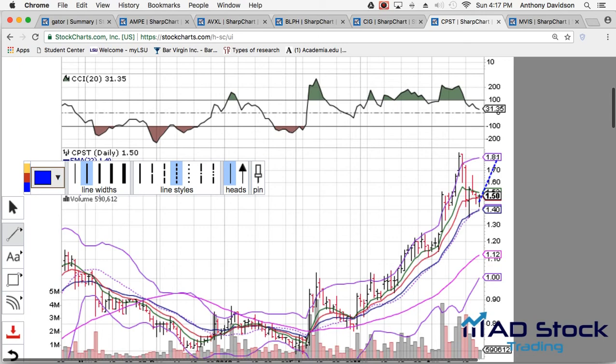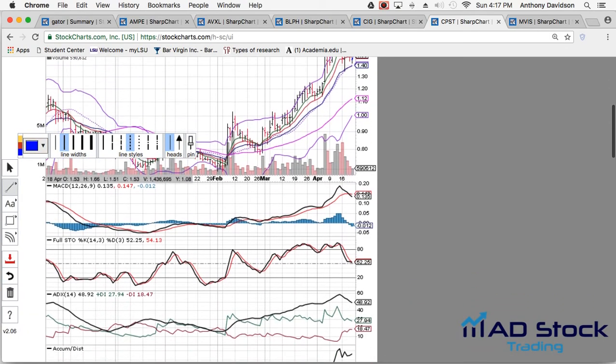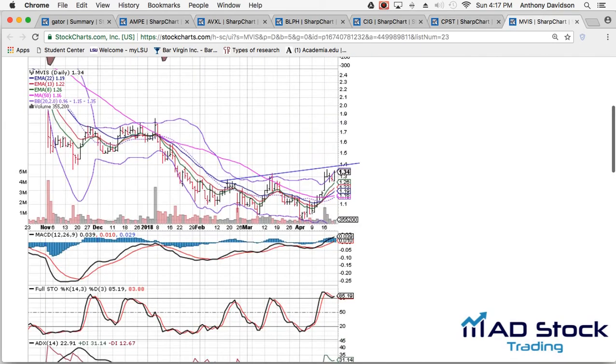So super excited about this one this week. Really curious to see what it does. Very excited to see what it does. And we look forward to a big breakout on this one. All right, MVIS is our last one.